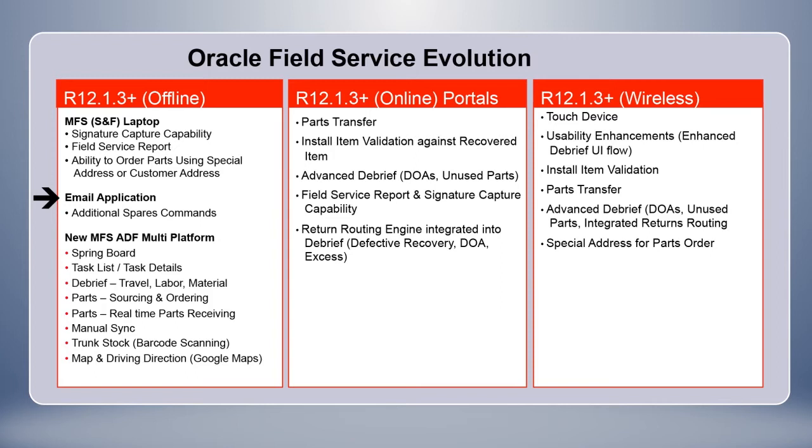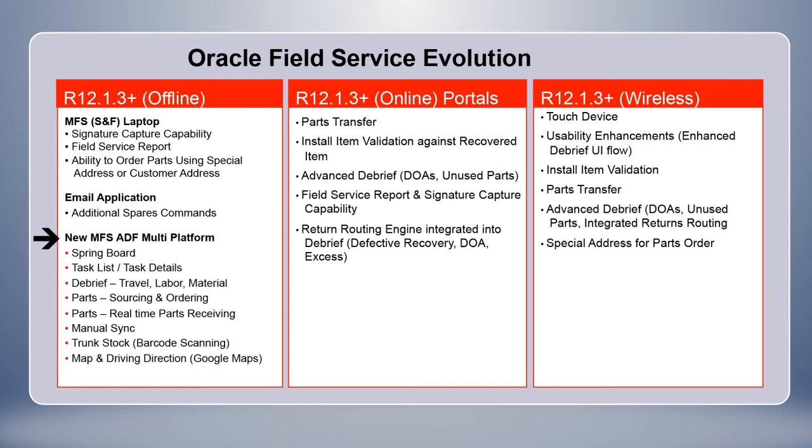But the big thing we did in 12.1.3 Plus, as I've mentioned earlier, and one of the focuses of this presentation, is our new multi-platform mobile field service solution. And we brought this out first on 12.1.3 so that it could be implemented in our internal Sun business, but obviously it also works on 12.2. Some of the things that we have in there, we tailored this to our Sun implementation. We have a task list and detail page. We have full debrief of travel, labor, and materials. The technician can use this application to source and order parts. It can do real-time receiving.